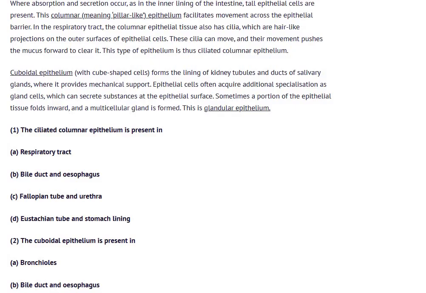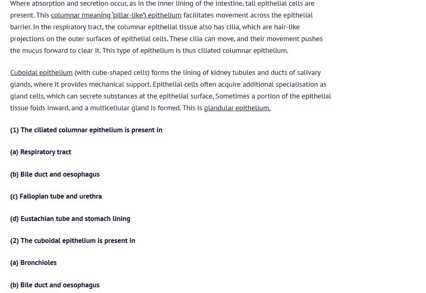Okay, so let's get started with the questions. The ciliated columnar epithelium is present in, now see, ciliated columnar, it will have cilia. Options: respiratory tract, bile duct, esophagus, fallopian tube, urethra, Eustachian tube and stomach lining.